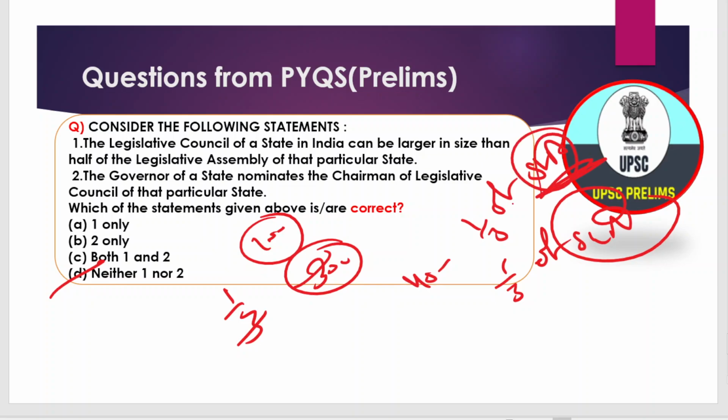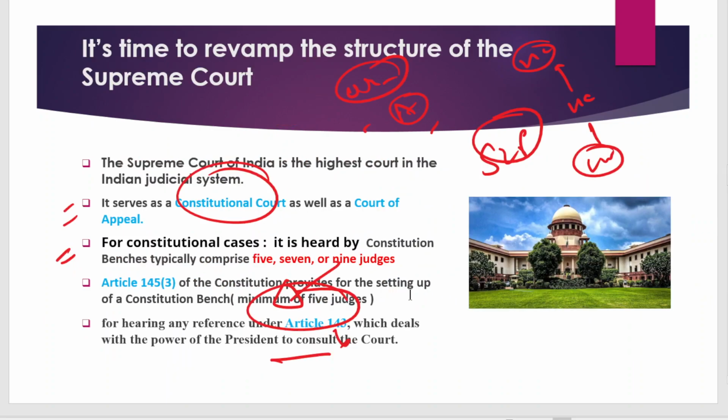And when we talk about the second statement, that the governor of a state nominates the chairman of the legislative council: no, the governor does not nominate the chairman. The governor does not have that responsibility. When we talk about nomination, it is not done with respect to the chairman, and the chairman is elected from among the members of the legislative council itself. Hope you understood, and please try to give answers as much as possible to the questions we ask in the session.